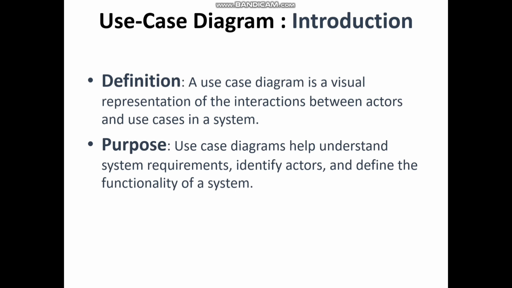A use case diagram is used to represent the dynamic behavior of a system. It encapsulates the system's functionality by incorporating use cases, actors and their relationships. It models the tasks, services, and functions required by a system or an application. The core purpose of a use case diagram is to help understand system requirements, identify actors, and define the functionality of a system.